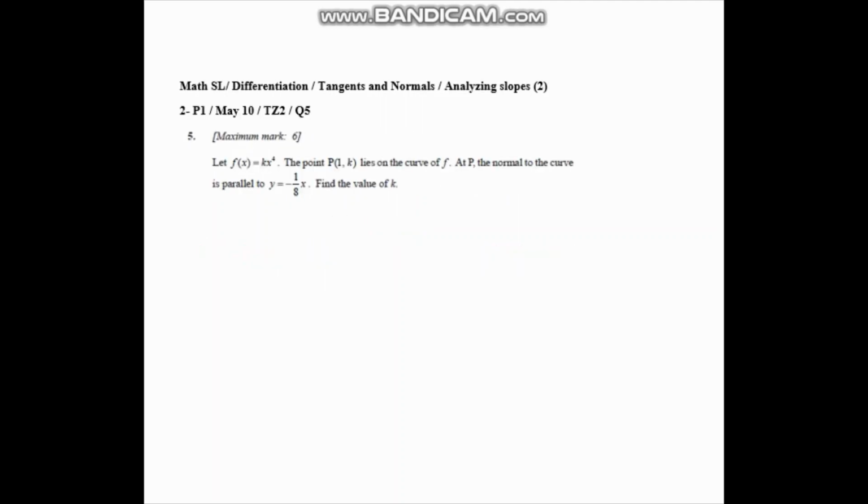So the second question came in paper 1, May 2010, time zone 2, question number 5. Kindly pause the video, attempt to solve, and my answer shall follow through shortly. So we are told that f of x equals kx power 4, and we are given that point P that has coordinates 1 and k lies on the curve of f, so it follows the curve of f, and at P the normal to the curve is parallel to y equals negative 1 over 8x.